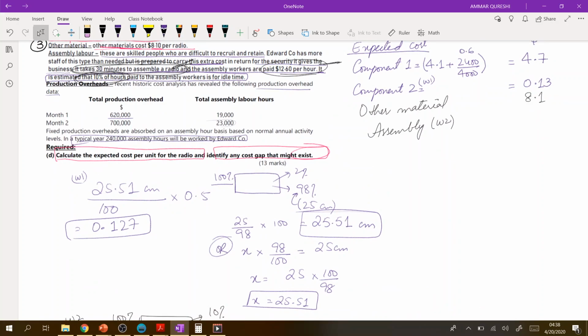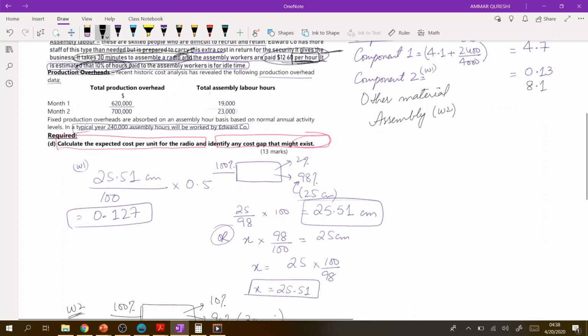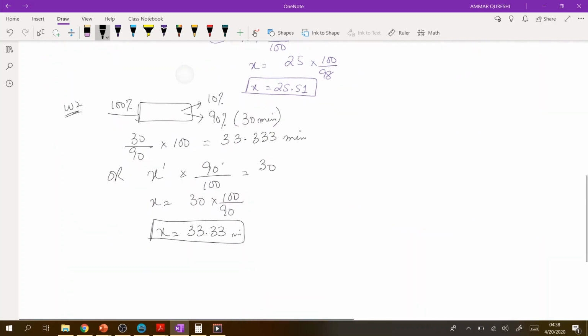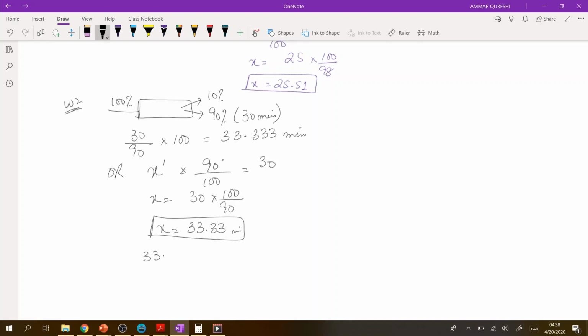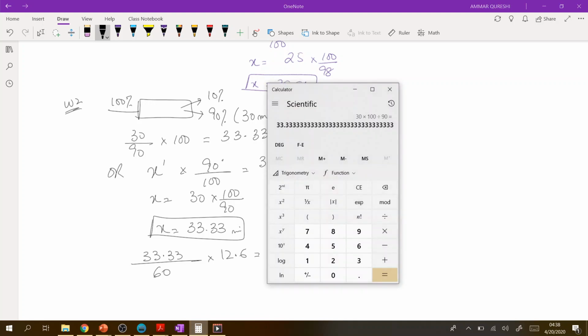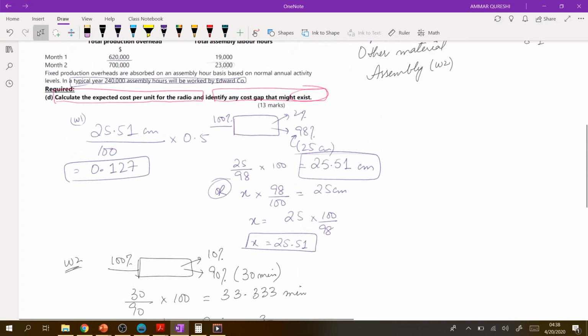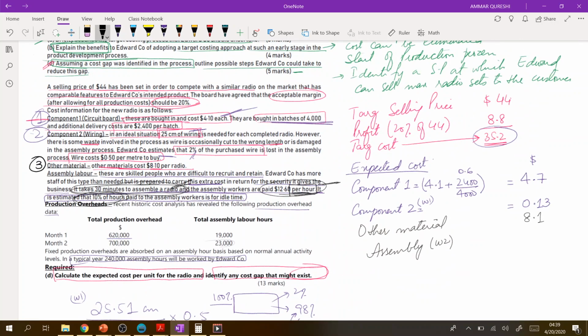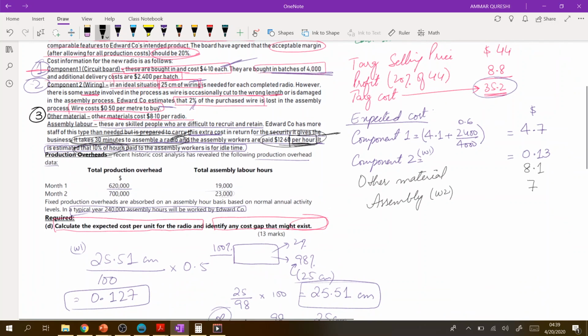And what is the wage rate? The wage rate is 12.6 per hour. It's for 1 hour, right? So per hour means you have to take 33.33 minutes divided by 60 for the conversion into hours, and then multiply by 12.6. It's 7, right?